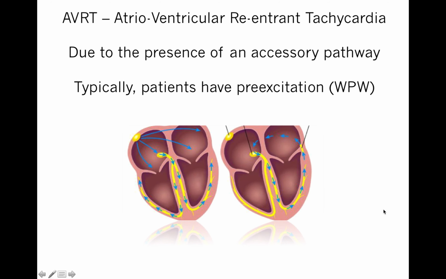So, due to the presence of an accessory pathway, you can develop a supraventricular tachycardia, and here you see that in normal sinus rhythm, in the absence of an accessory pathway, you can only go down the AV node. But if you have an accessory pathway and you have a PAC, you'll go down the AV node, up the pathway, down the AV node, up the pathway, etc.